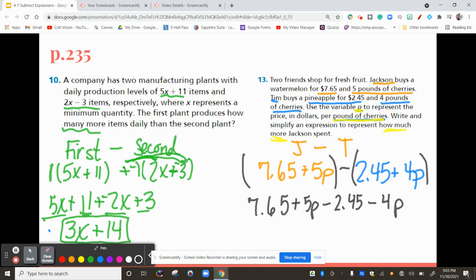So now I'm going to simplify. I changed subtract to add the opposite of the second number. So now I can subtract. I can rearrange these. I can combine like terms. So when I combine like terms, I have $5.20 plus whatever they're paying per pound.